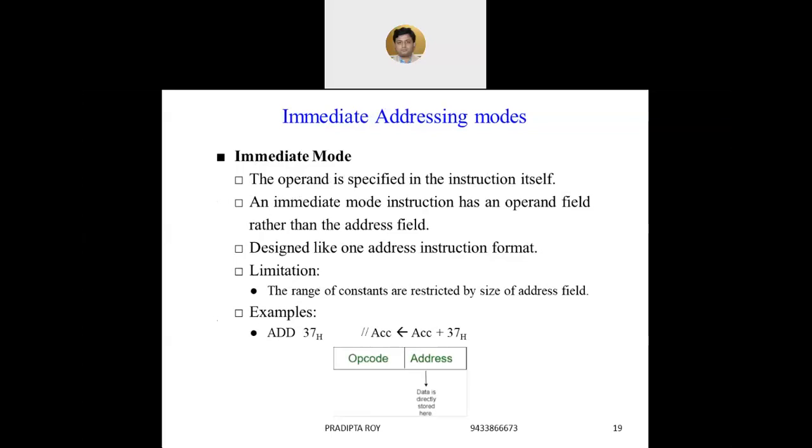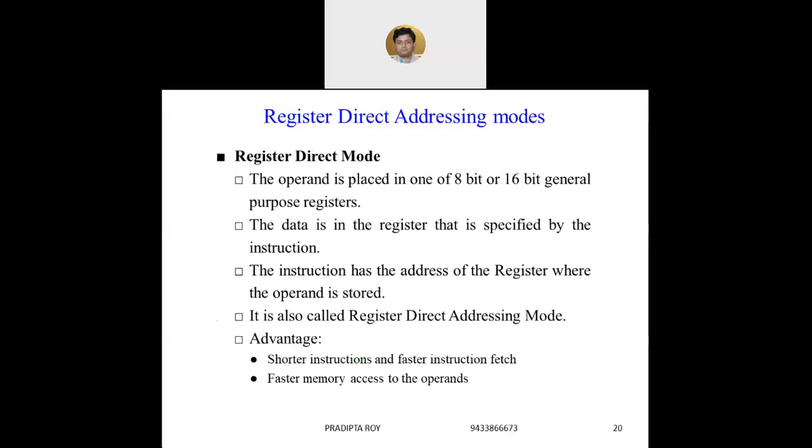Next, in the immediate mode, the operand is specified within the instruction itself. The immediate mode has an operand field rather than an address field. Like ADD 37. That means the value 37, represented in hexadecimal, is added with the accumulator content. Whatever the current content of the accumulator is, that content is added with 37 and the result is stored back in the accumulator. So immediately within the instruction, the operand is supplied.